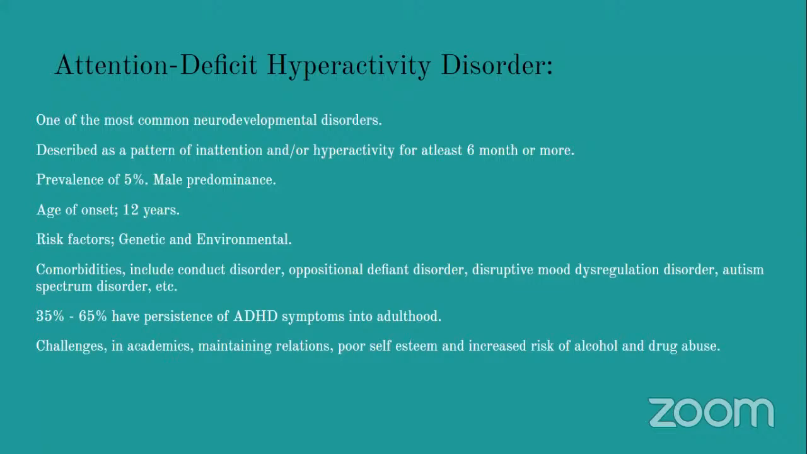Comorbidities include conduct disorder, oppositional defiant disorder, disruptive mood dysregulation disorder, autism spectrum disorder, and so on. From about 35 to 65% have persistence of ADHD symptoms into adulthood, which can be challenging. Some of the challenges include academics, maintaining relationships with people, poor self-esteem, and increased risk of alcohol and drug abuse.